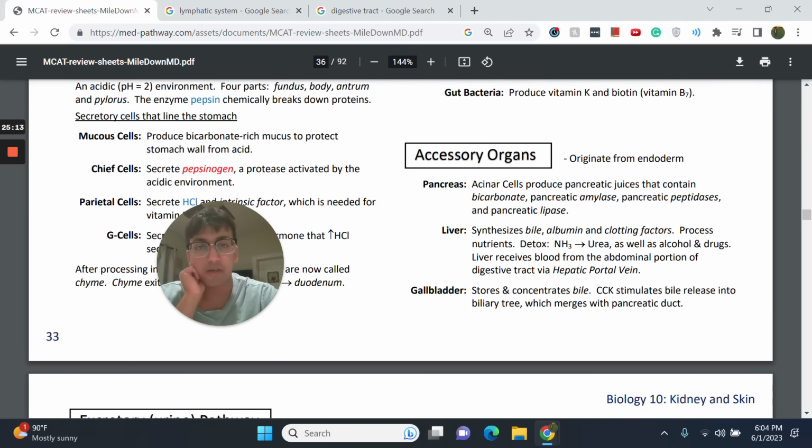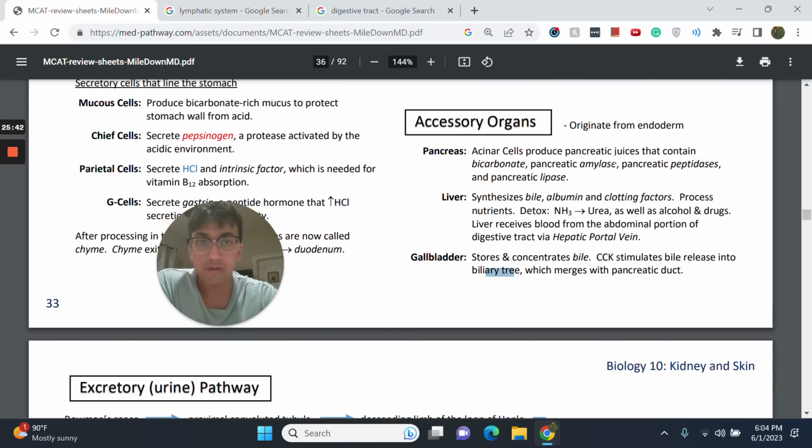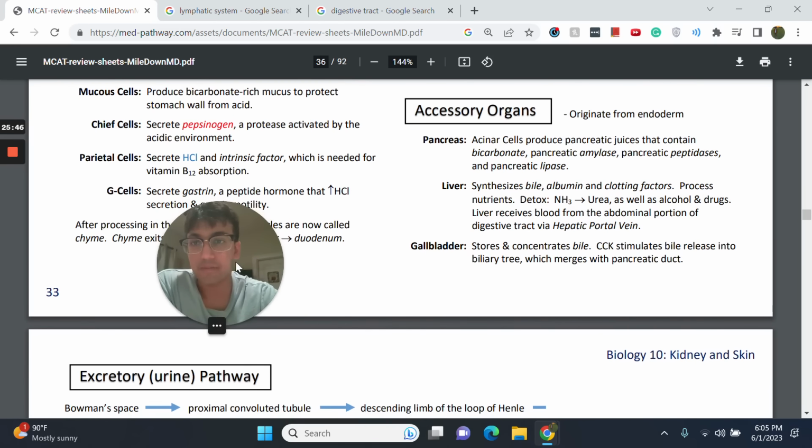And then we have the gallbladder, and the gallbladder stores and concentrates bile. So it's storing this bile that's produced by the liver, and the CCK, right, cholecystokinin, stimulates bile release into the biliary tree, which merges with the pancreatic duct. And if you remember, when these two merge, that goes into the duodenum via the ampulla of Vater. Okay? And hopefully you remember that these are endoderm organs.